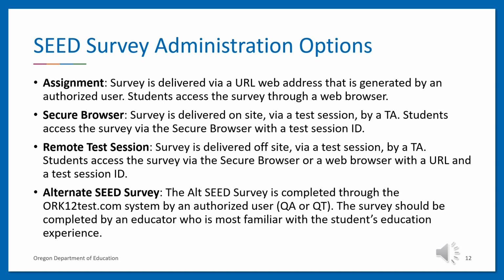A fourth option is the administration of the alternate SEED survey, also referred to as the ALT-SEED. The ALT-SEED survey is completed in the ORK12test.com system by an authorized user. The survey should be completed by an educator who is familiar with the student's educational experience. If the educator completing the ALT-SEED survey is not an authorized user, they may complete the paper-pencil version of the ALT-SEED survey and have an authorized user input the data into the ORK12test.com system.